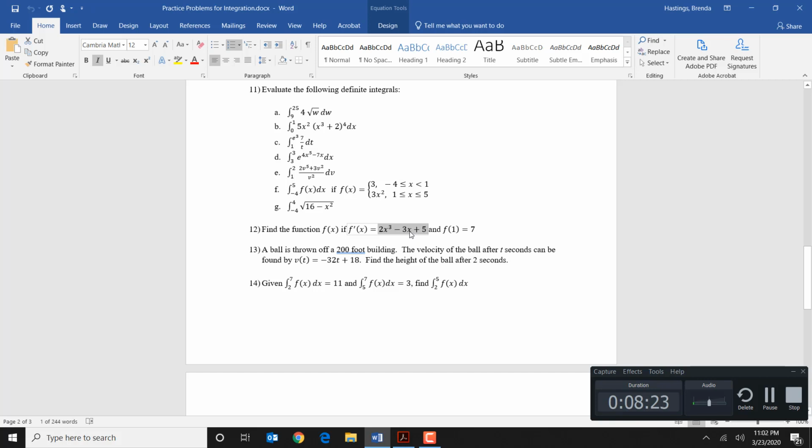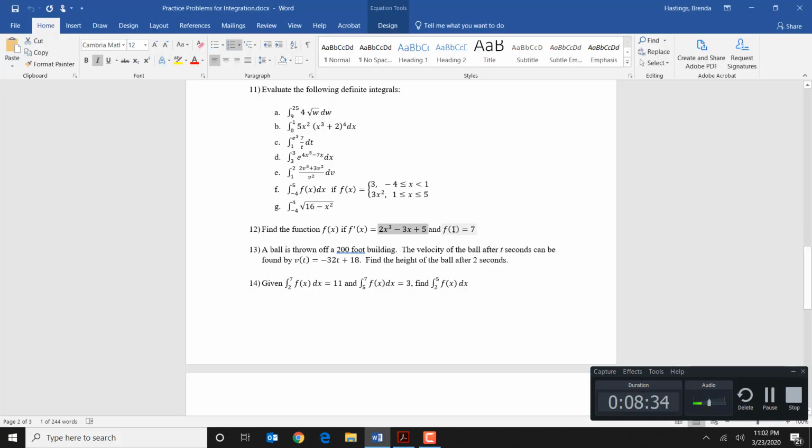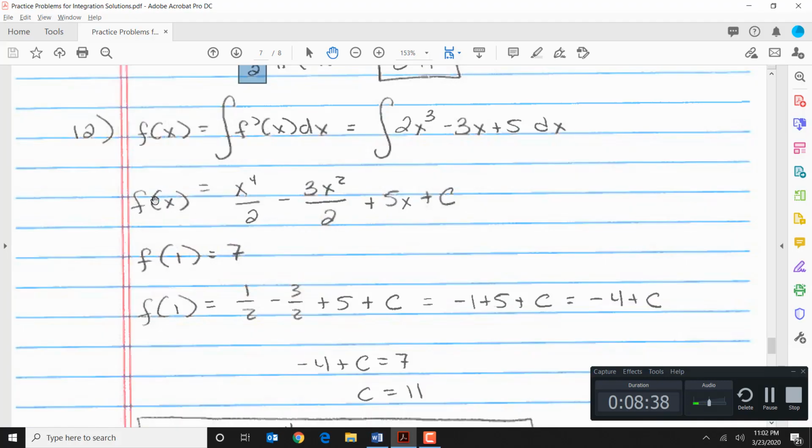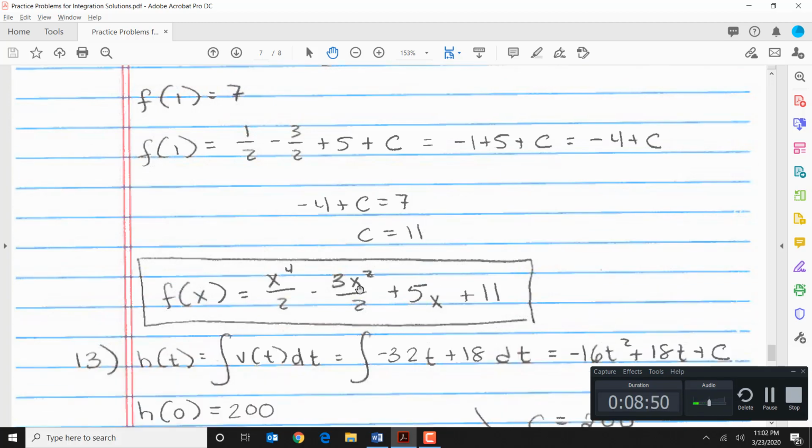So that is step 1. So I did that here. And I got x to the 4th over 2 minus 3x squared over 2 plus 5x plus c. But what I know is that in the original function, when I plug in 1, I get 7. So this function evaluated at 1 is 7. So when I plug in x equals 1, I get 7. That helps me be able to solve for c. I get c equals 11.